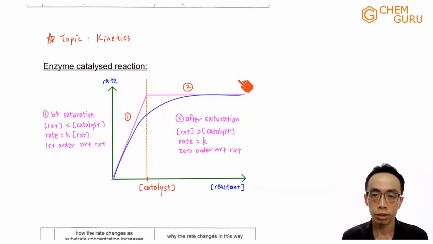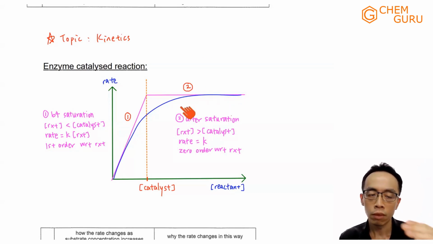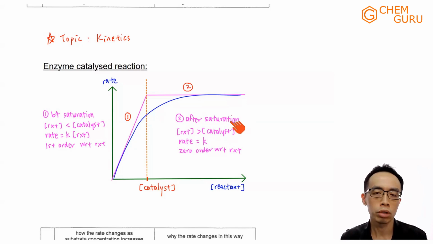After that, when you reach saturation, then when you further increase the concentration of my reactant, there will not be any corresponding increase in the rate of the reaction because all the active sites are fully utilized and my enzymes are all working at maximum capacity. So increasing the concentration of my reactant is not going to increase the rate of the reaction anymore. Then the rate of the reaction is going to reach a maximum point. It doesn't increase any further. The second portion after saturation, it is going to be a zero order reaction with respect to my reactant.